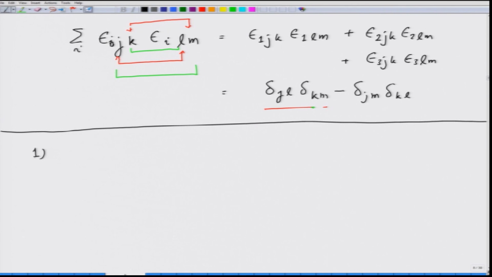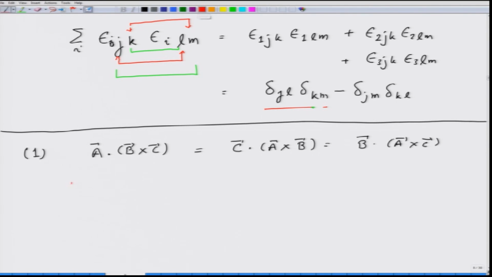One problem I am going to do is prove that A dot B cross C is the same as C dot A cross B is the same as B dot A cross C. All right, so let us do that.